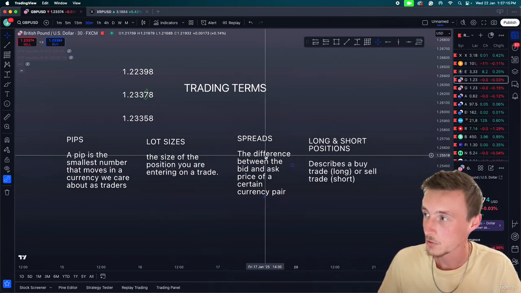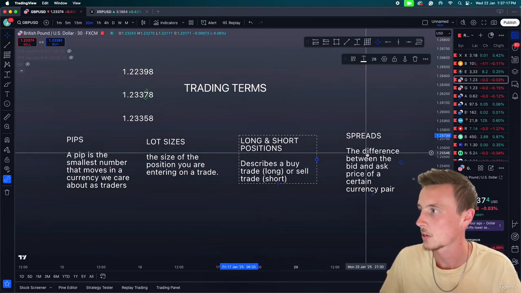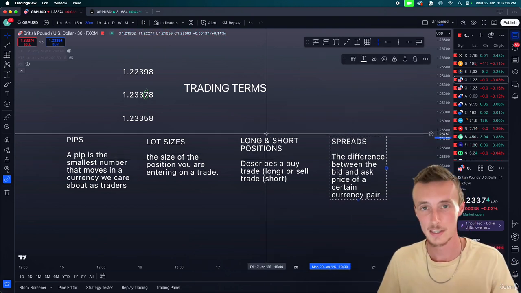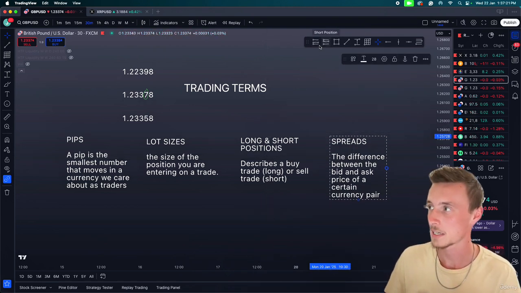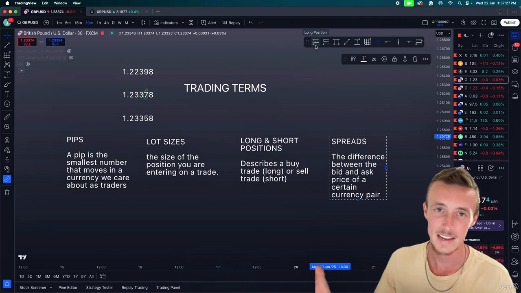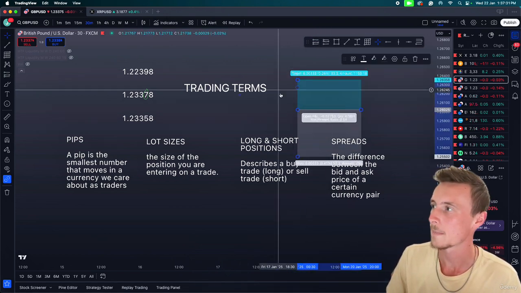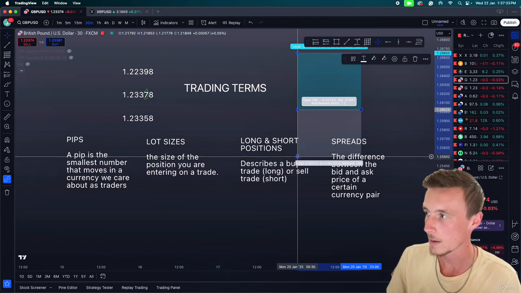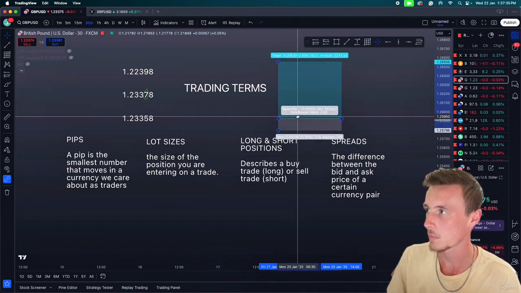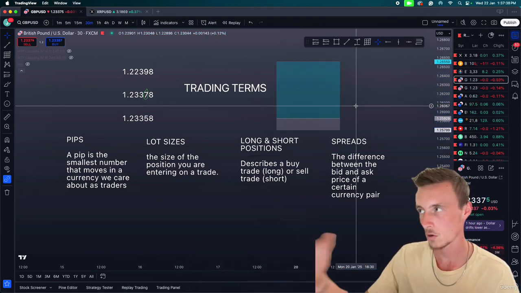And then when it comes to entering trades, I'm going to flip these around. Let's go long and short positions first. When it comes to entering trades, obviously I was explaining the short and long position tool, and the long position tool basically describes a buy position, right? When we are taking buys, we call that a long. We are longing the market.